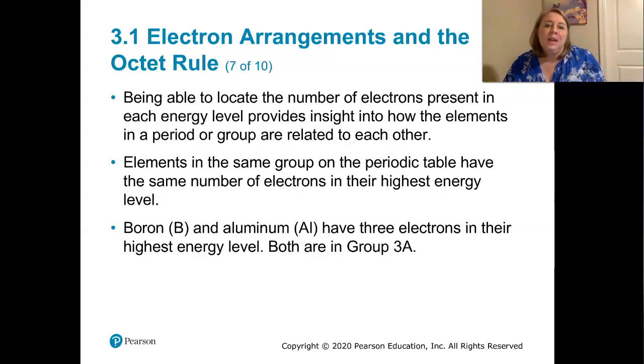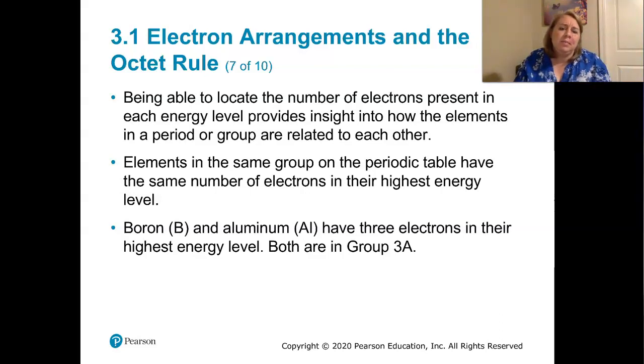Well, if you know how many electrons are present in each energy level for an element or an atom, you can tell how that element is going to behave. So elements that have the same number of electrons in their outermost energy level are going to behave the same way. So they're in the same group, and that's why they're in the same column. Remember, a group is a column.